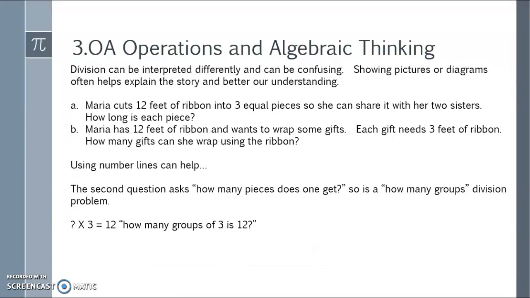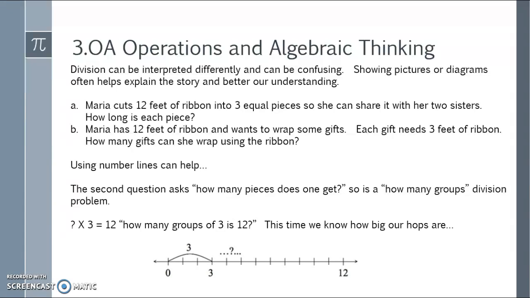Now using a number line. We need to hop 3 each time. So our hops are 3, but how many hops do we need to make?